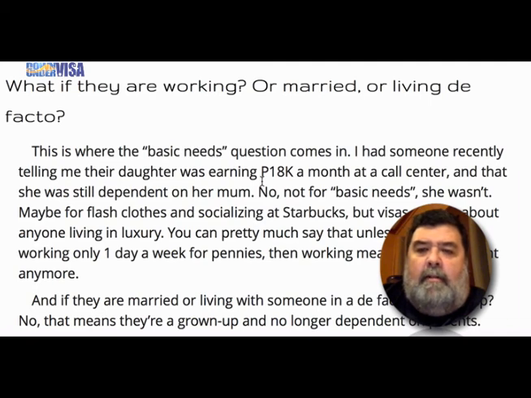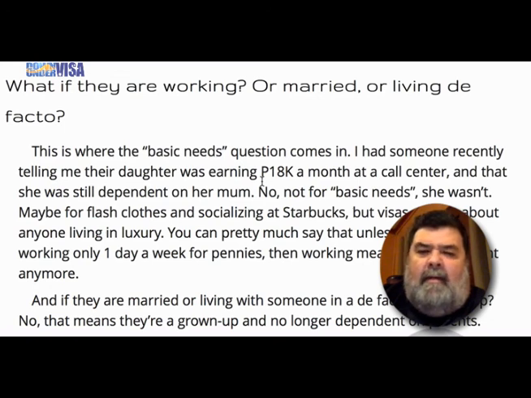Definitely not, because for basic needs, it doesn't cost 18,000 pesos a month in the Philippines to live on that. A girl working in SM was earning 8,000 a month, not 18,000, and she can be supporting herself. You can support a family on that. So, but in basic needs.